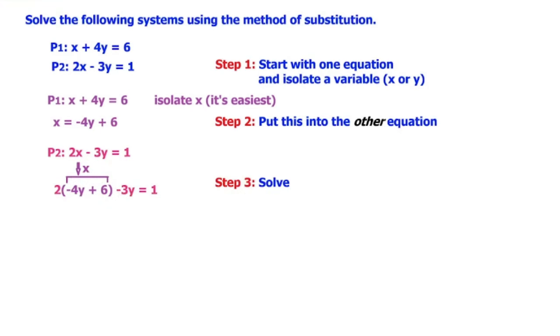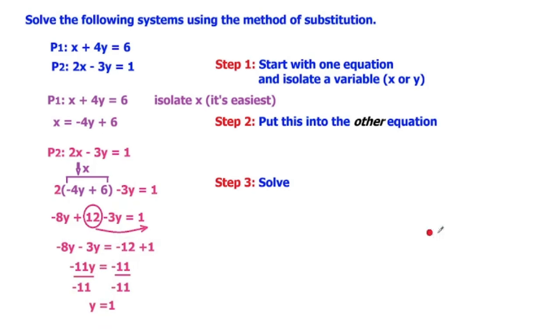Now, we can solve. So 2 times negative 4 is negative 8. 2 times 6 is positive 12. Minus 3y equals 1. And you could see that we could now easily isolate y, and we can find an answer for it. So we'll move the 12 over. It becomes negative 12. And we can combine these like terms and add these two together. And we get negative 11y equals negative 11. So let's divide both sides by negative 11, and we could see that y equals 1.